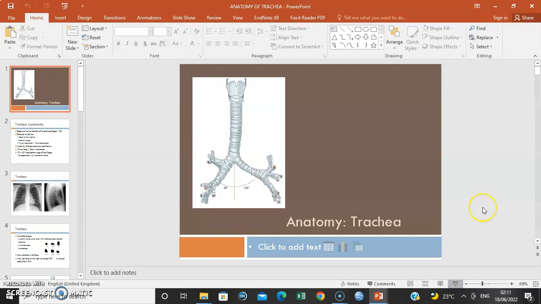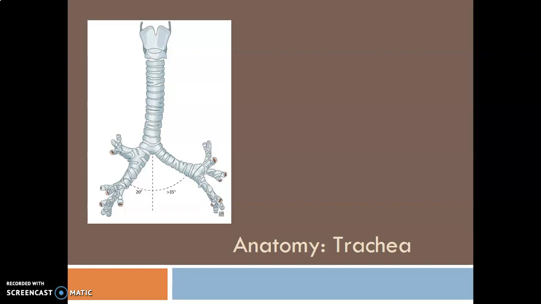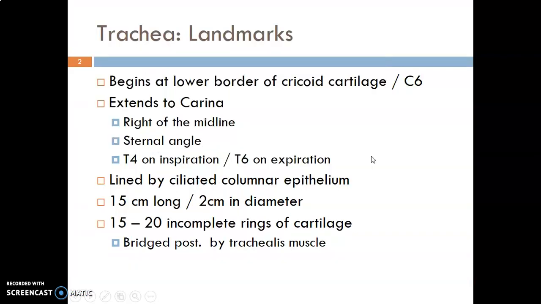So the trachea is the airway, okay, from the larynx to its bifurcation at the sternal angle of Louis. So you can see continuation of the larynx at C6, then continues to the T4, T5 junction, which is the sternal angle of Louis, where you have the bifurcation into right and left primary bronchi.